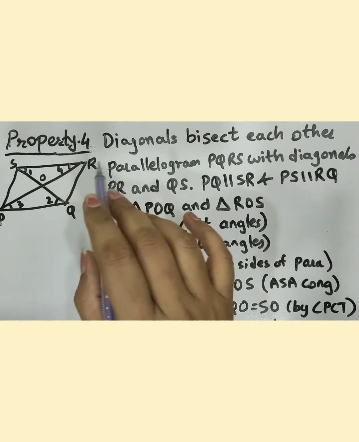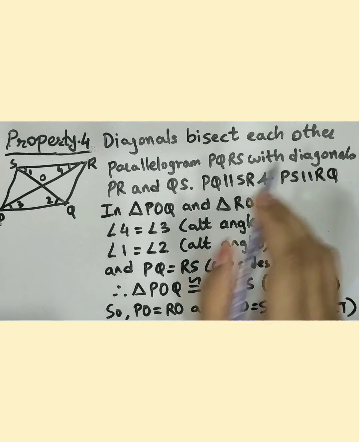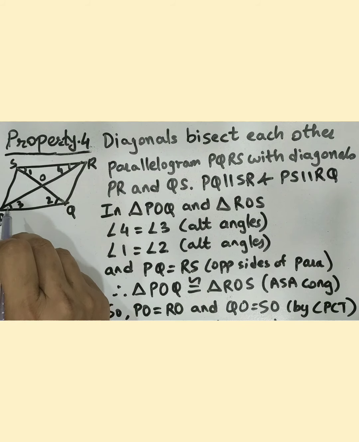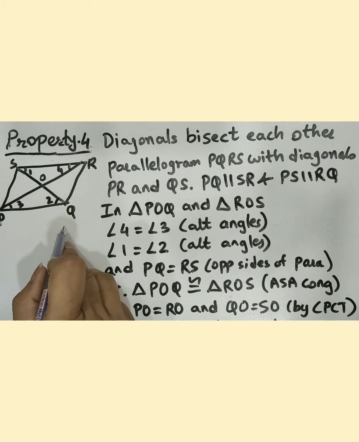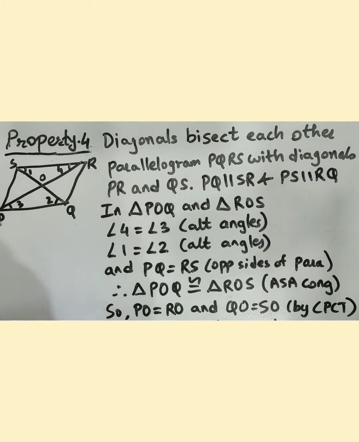Property 4. Diagonals of a parallelogram bisect each other. Let us verify. Now if you take the parallelogram PQRS with diagonals PR and QS, then you can say that PQ is parallel to SR and PS is parallel to RQ.